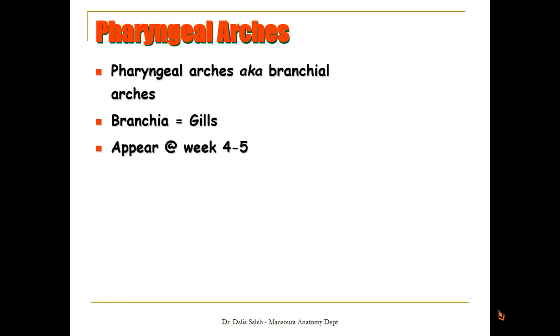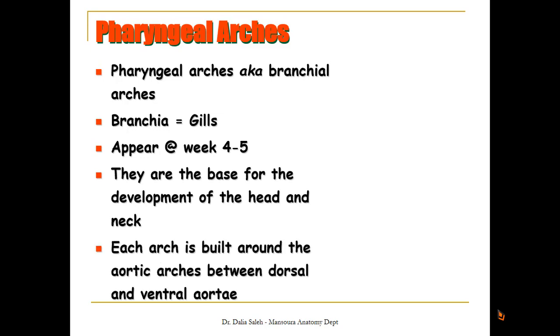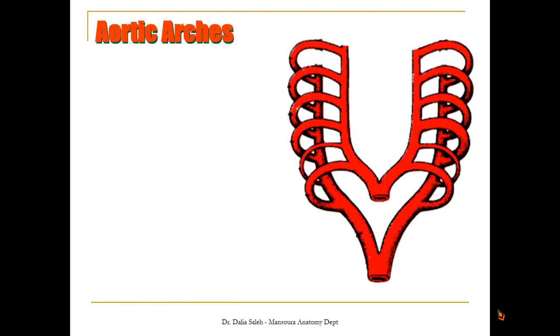They appear between week 4 and 5 of intrauterine life, and they are the base for the development of the head and neck. Each arch is built around the aortic arches between the dorsal and ventral aorta. That's why we need to talk a little bit about the aortic arches, and I'm gonna discuss them in more detail in the development of the arteries. If you look at this diagram, you're gonna see that we have certain sets of arteries that will go through extensive remodeling later on.